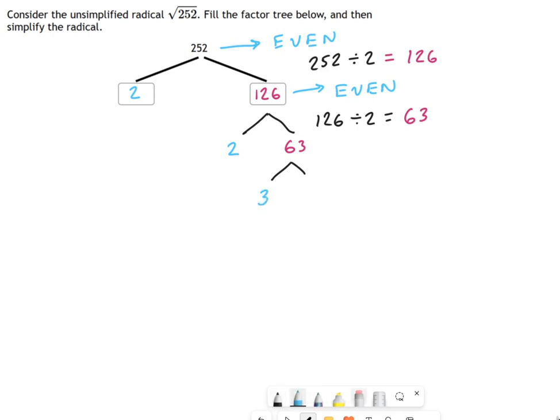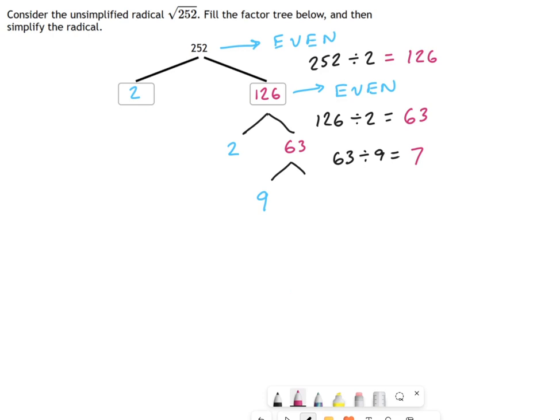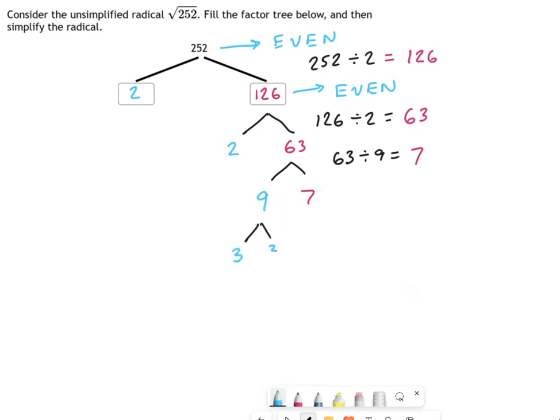I would pick 3. But if we want to just be contrarian and pick 9, we could say, fine, 63 divided by 9. Does that give me something? Now, if it gives you a decimal, you're out of luck and you picked a bad number. But this one works out. 63 divided by 9 is 7. Okay, now 7 is a prime, so I know that's the end of that branch. But 9 factors out nicely, and that's going to give me 3 and 3.